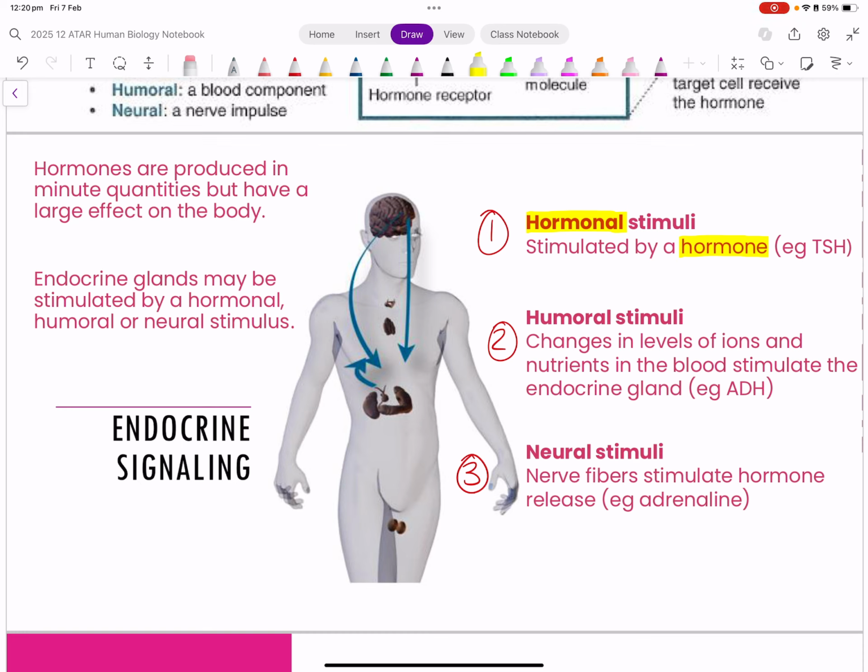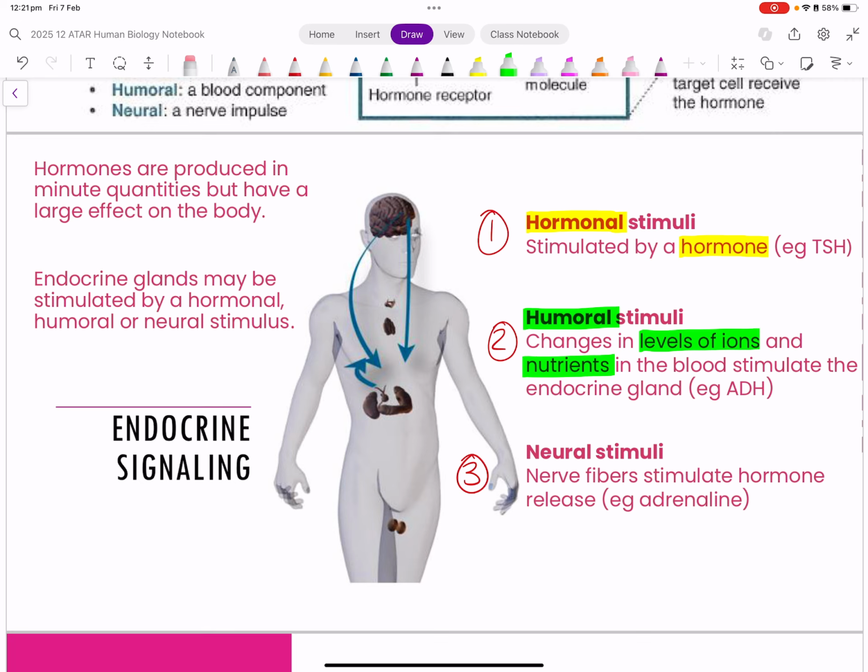The second form of endocrine signaling that we can talk about is a humoral response. And a humoral response is a change in the levels of ions and or nutrients found in the blood, and that stimulates a particular endocrine gland to release a particular hormone. So an example of this is antidiuretic hormone, which we will talk about later on down the track.